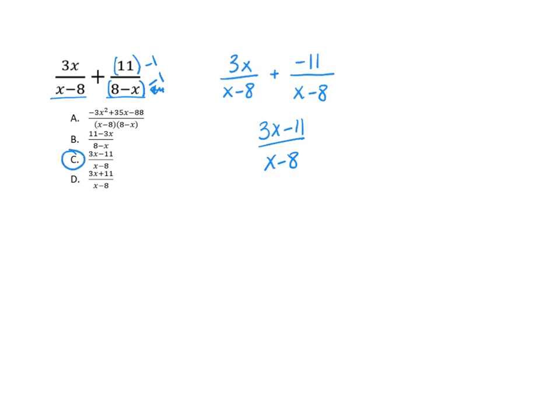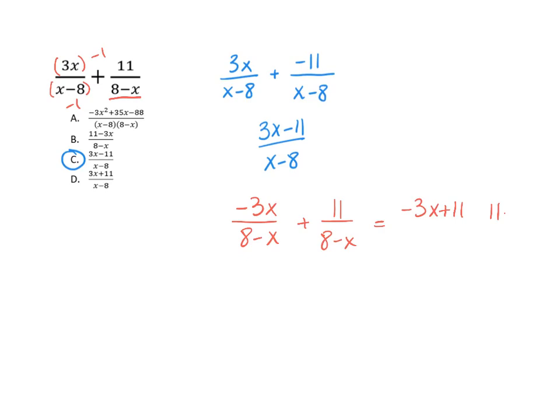You could have also gone about this the opposite way, and you could have changed the first denominator. So if I wanted to change the first denominator to make it the same as the second denominator, I would have done the same thing. I would multiply this top and bottom by -1. So I got -3x over 8 minus x plus 11 over 8 minus x would be -3x plus 11, or 11 minus 3x over 8 minus x, which would have been option B.